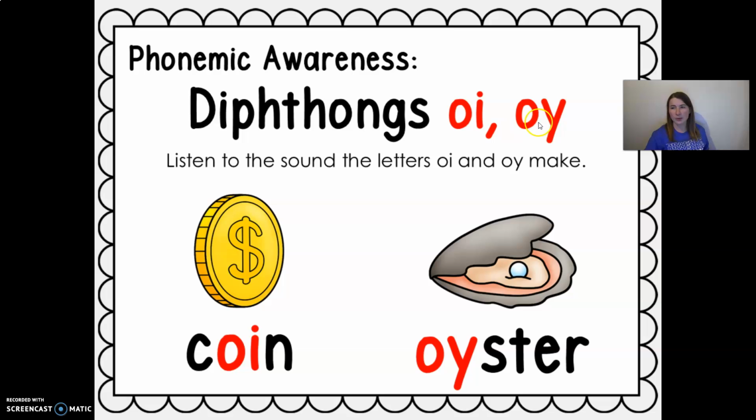Alright, so you've been learning about OI and OY. What sound does it make? Let's say it 3 times. Oi, oi, oi. We see the OI in the middle, but OY at the end. Usually we see it at the end too, right?